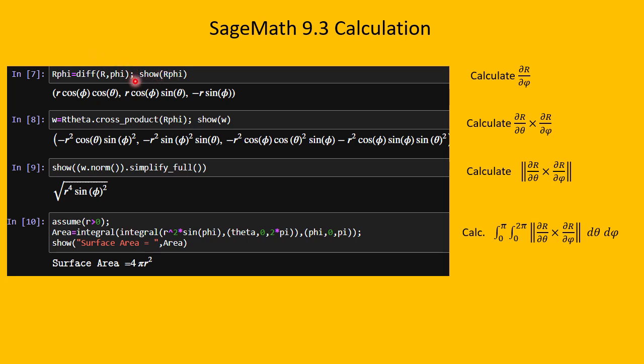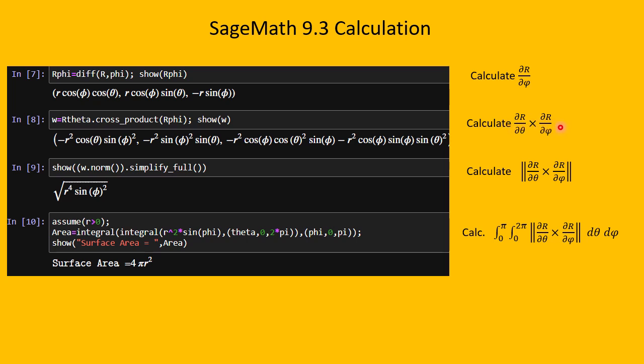Well, once again, if we differentiate r with respect to phi, we're going to differentiate the x component, the y component, and the z component separately for phi. And when we do, we will get r cosine phi cosine theta, r cosine phi sine theta, and minus r sine phi. Now, the next part is to calculate the cross product of the partial derivative of r with respect to theta, crossed with the partial derivative of r with respect to phi.